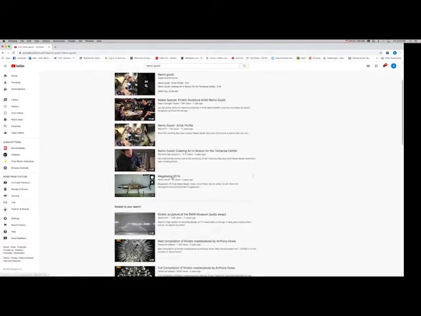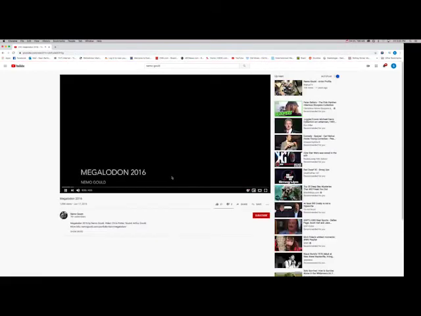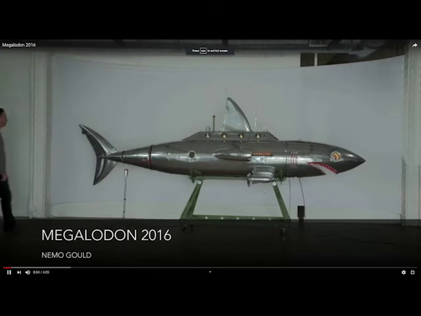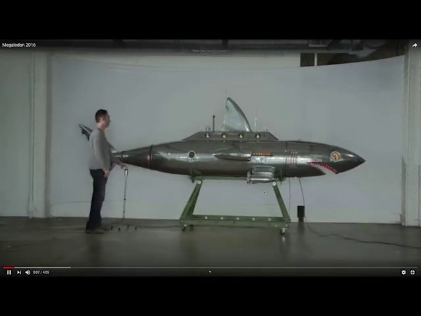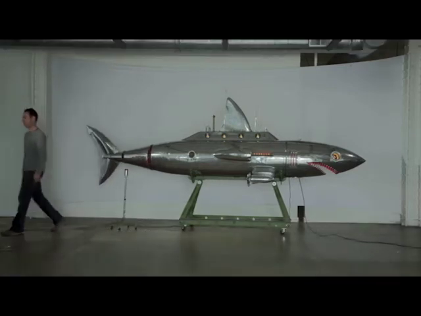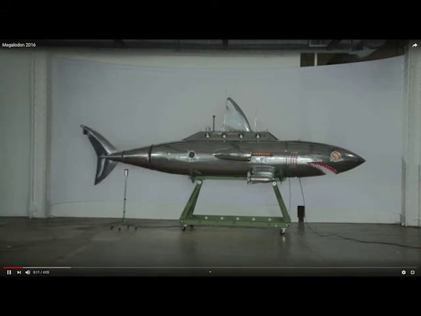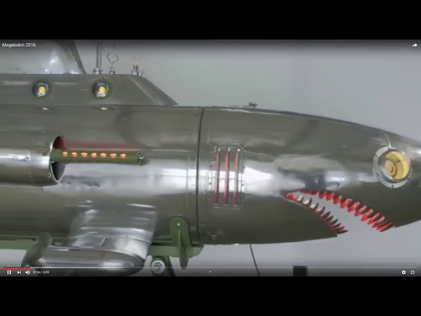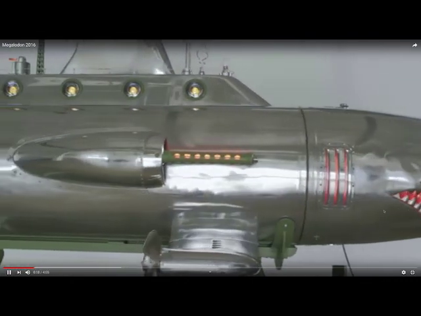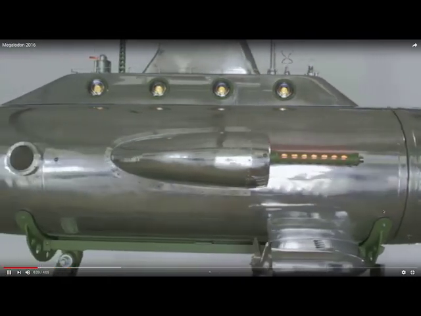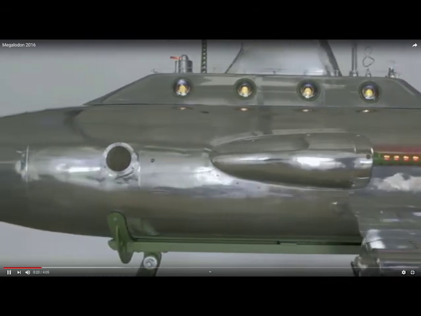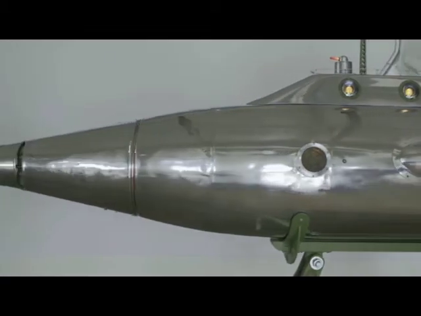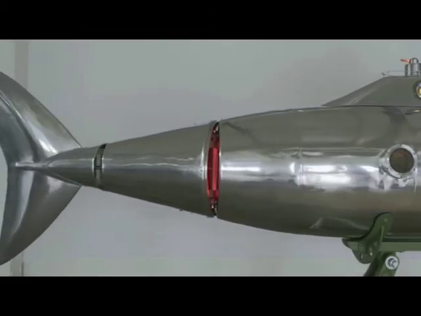So Megalodon, which is from 2016, he actually used part of an old small airplane to create the body of the giant shark. The teeth are all made out of spoons. Now this one doesn't actually go anywhere. It sits still, but it does move. He animated the tail.